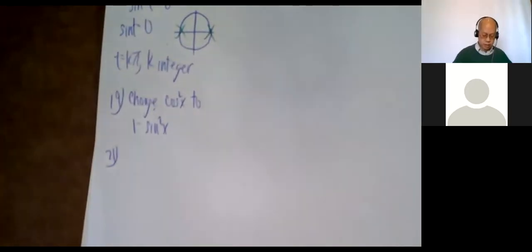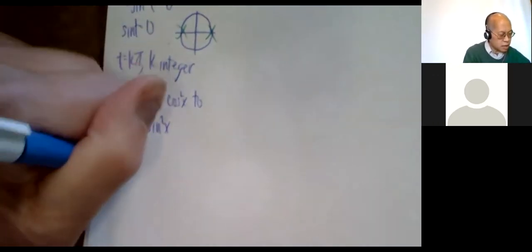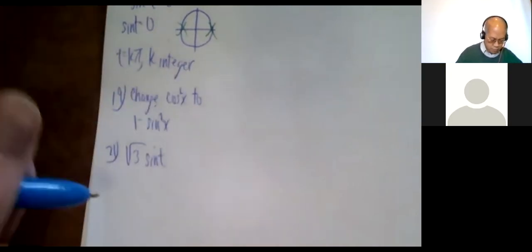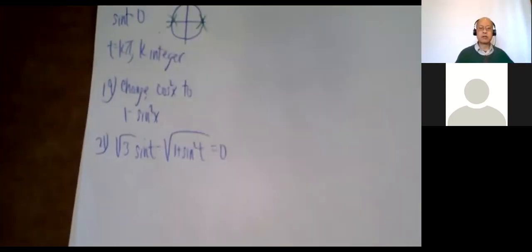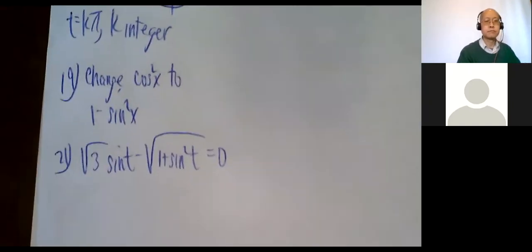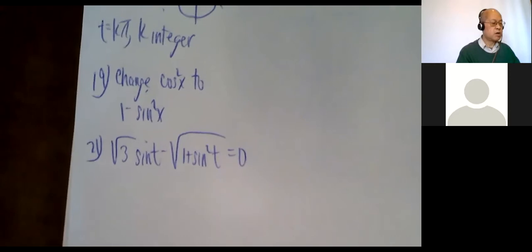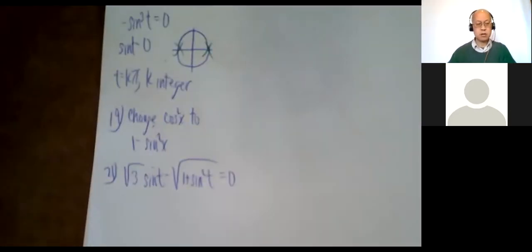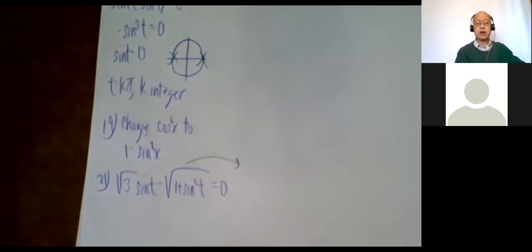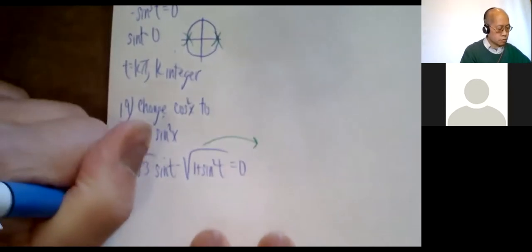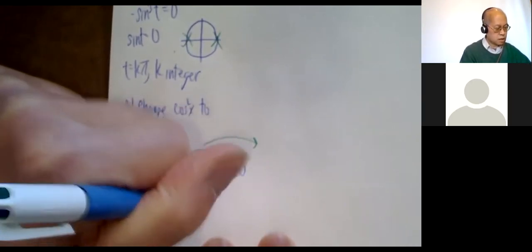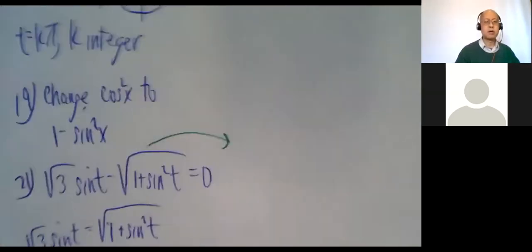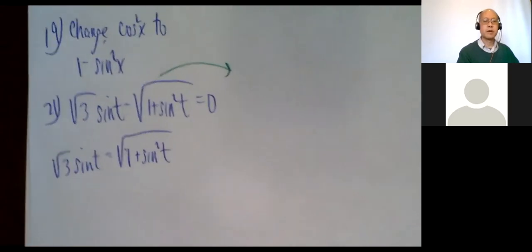Okay, 21, I'll do it in its entirety because it looks somewhat complicated. Radical 3 sine t minus the square root of 1 plus sine squared of t is equal to 0. How about I move this thing over and then square both sides. I don't like all the square roots, so move this over. That means it'll become a plus. Radical 3 sine t equals the square root of 1 plus sine squared t. And now square both sides.